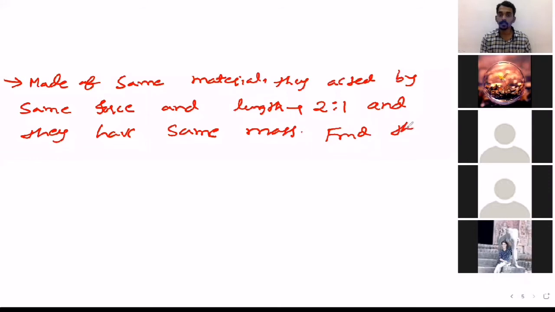Then they are asking, find the ratio of delta L. That means delta L1 by delta L2 you have to find. Now tell me, how do you find it? And send me your answer. Here, both are made of the same material and they are acted by the same force, the length ratio is 2:1 and they have the same mass. Okay. Just one sent me the answer 2:1.